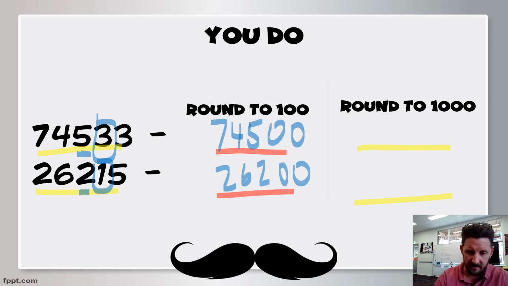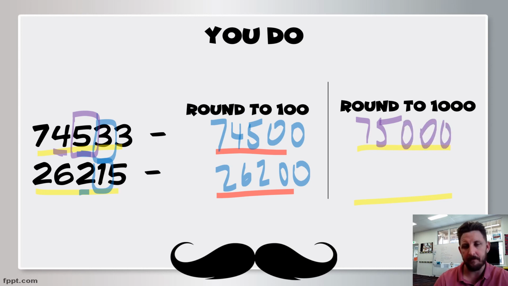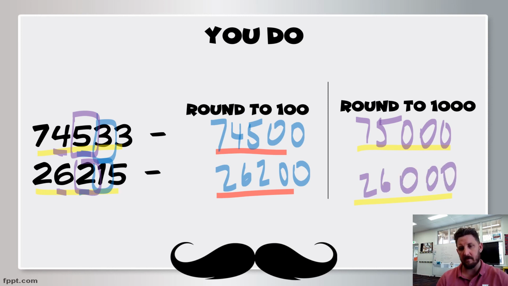I'm going to change my color so you can see. I'm going to go to a purple. I'm going to do thousands, so I'm going to underline my thousands house. It's a 4. I'm going to box my next house. It's a 5. 5 means let's go up. So 74 turns into 75. Put down my 3 zeros. My next one, underline my thousands house. Box around my next house. It's a 2. We go down. It's 26. Add my 3 zeros.